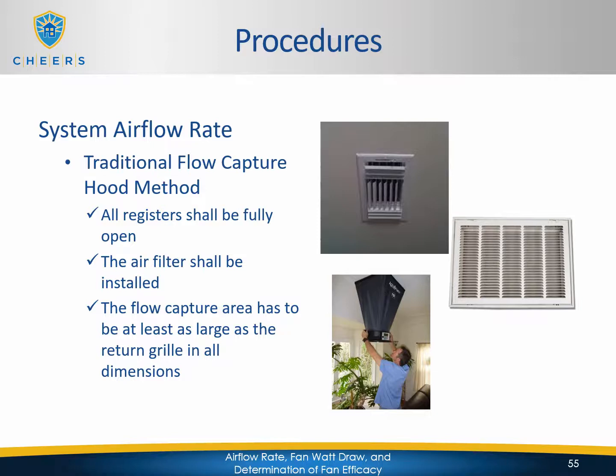For the traditional flow capture hood method, it works the exact same way. All registers shall be fully open, the air filter shall be installed, and the flow capture area again has to be at least as large as the return grill in all dimensions. If for some reason your capture hood cannot cover the whole grill, again like we talked about earlier, you either have to build an extension in order to allow the flow hood to cover the whole register, or you can buy a pre-made extension from one of the manufacturers.